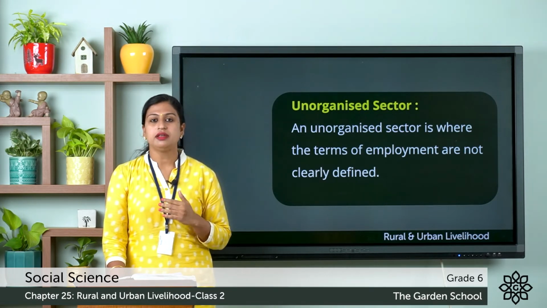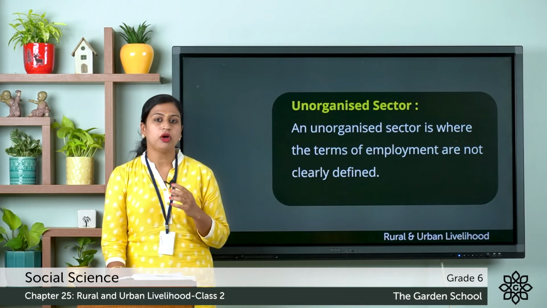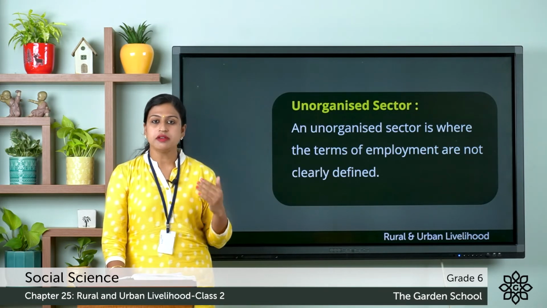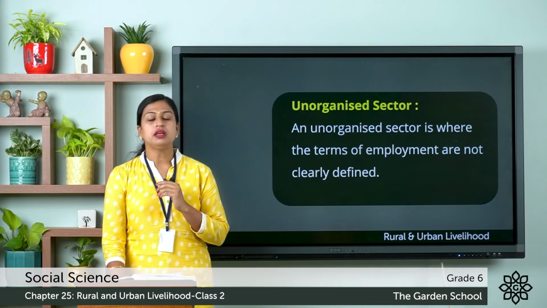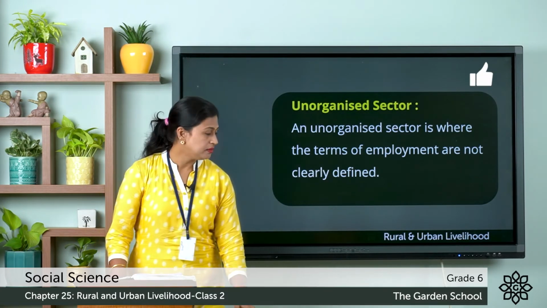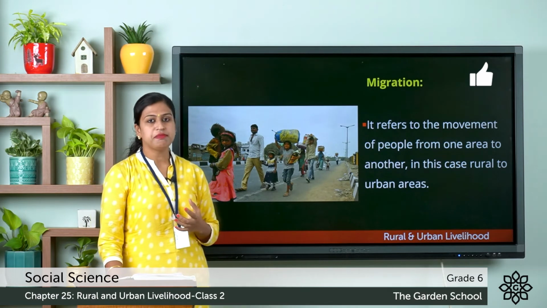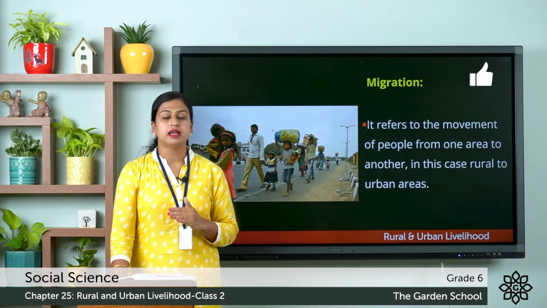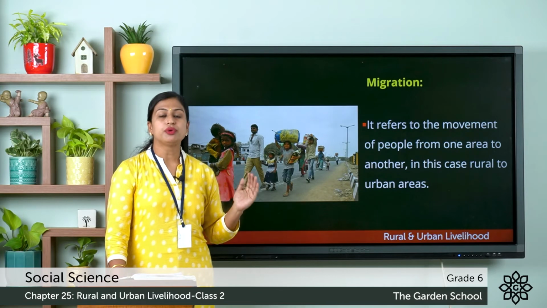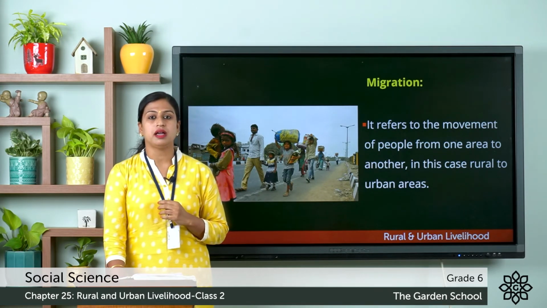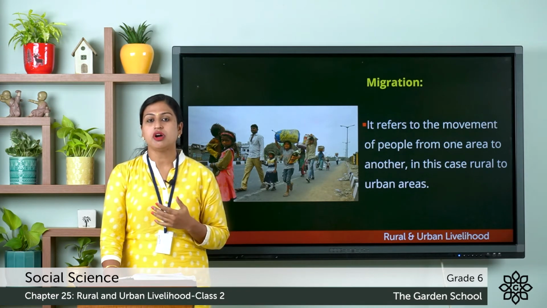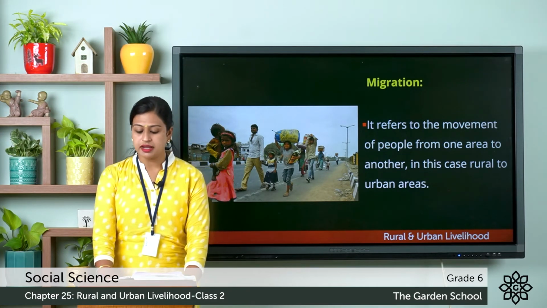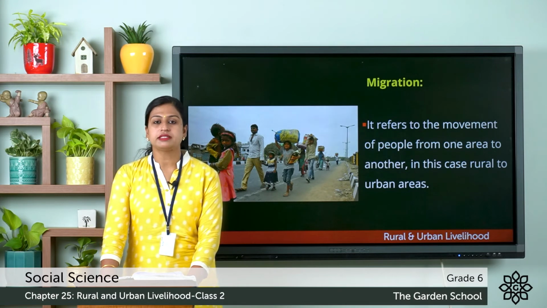As you all know, the rural sector does not provide employment throughout the year, and because of this reason, people migrate from the rural area to the urban area. Here the term migration means the movement of people from one place to another. In this case, it's from the rural area to the urban area. And millions of people migrate to towns and cities in search of jobs and for a better standard of living. One of the main factors for migration is urbanization.